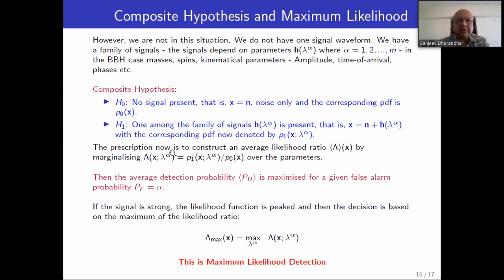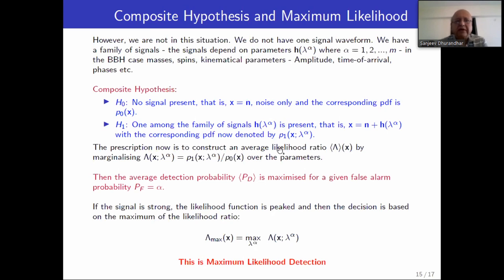Now again our Neyman-Pearson criterion comes to our help. The prescription now is to construct an average likelihood ratio, since we don't have just one single lambda^alpha, by marginalizing the likelihood ratio, which now also depends on lambda^alpha. So P1(X, lambda^alpha) divided by P0(X), integrated over lambda^alpha with some prior, if you like, and that is your average. I have denoted it again by angular brackets. It is the integral where you average your likelihood ratio over lambda^alpha. Then what does the Neyman-Pearson criterion say? The average detection probability P_D is maximized for a given false alarm probability P_F equal to alpha.